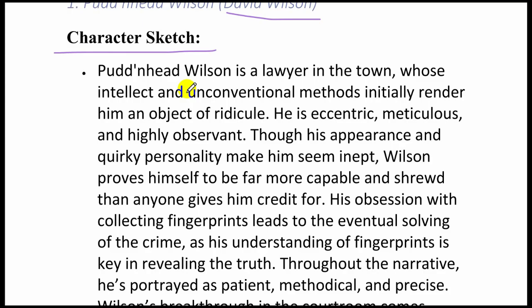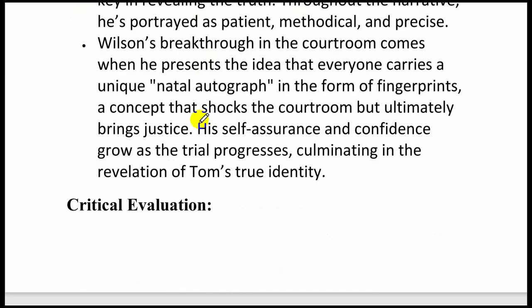His obsession with collecting fingerprints leads to the eventual solving of the crime, as his understanding of fingerprints is key in revealing the truth. Throughout the narrative, he is portrayed as patient, methodical, and precise. Wilson's breakthrough in the courtroom comes when he presents the idea that everyone carries a unique natal autograph in the form of fingerprints, a concept that shocks the courtroom but ultimately brings justice. His self-assurance and confidence grow as the trial progresses, culminating in the revelation of Tom's true identity.